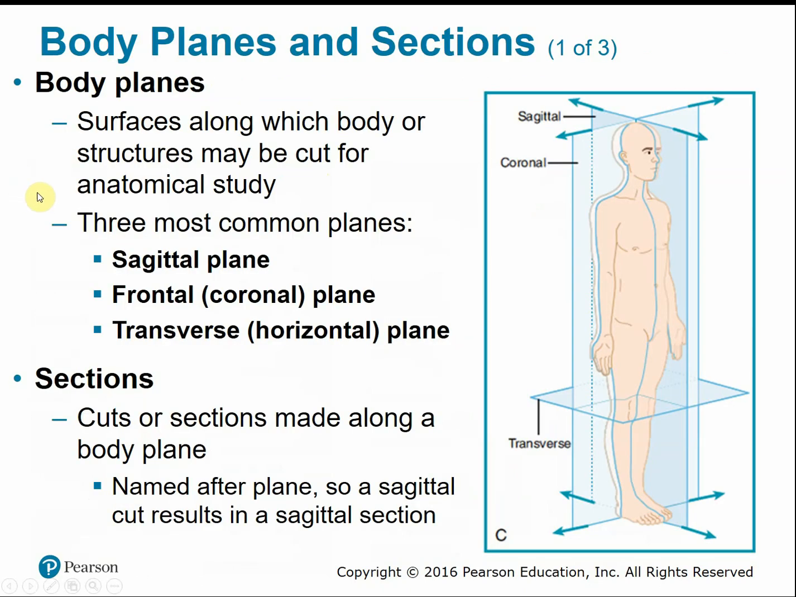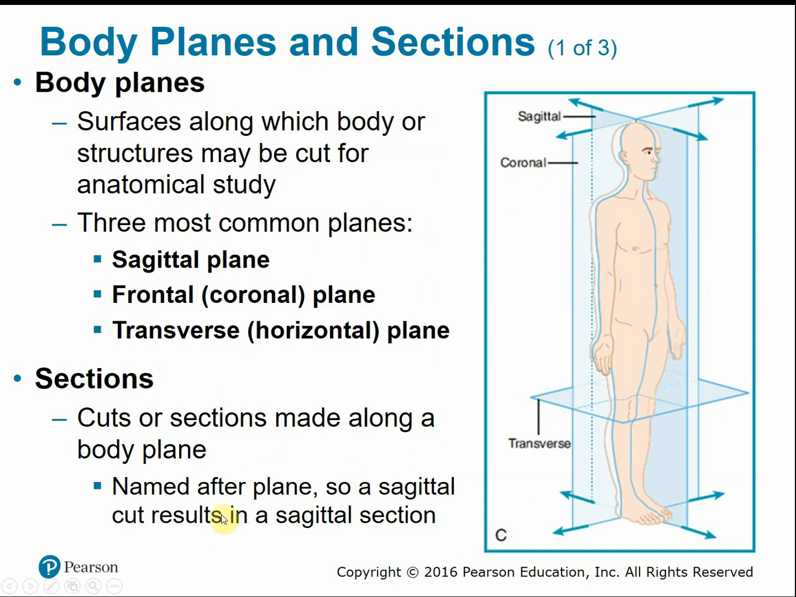Body planes and sections. So a body plane is just a surface where we may cut a subject for study. So basically different directions that you could chop somebody up in. So the three most common planes that we deal with in anatomy and physiology are the sagittal plane, which cuts down the middle or makes left and right halves, a frontal or coronal plane, and a transverse or horizontal plane. So these sections are the cuts that result from cuts along these body planes.